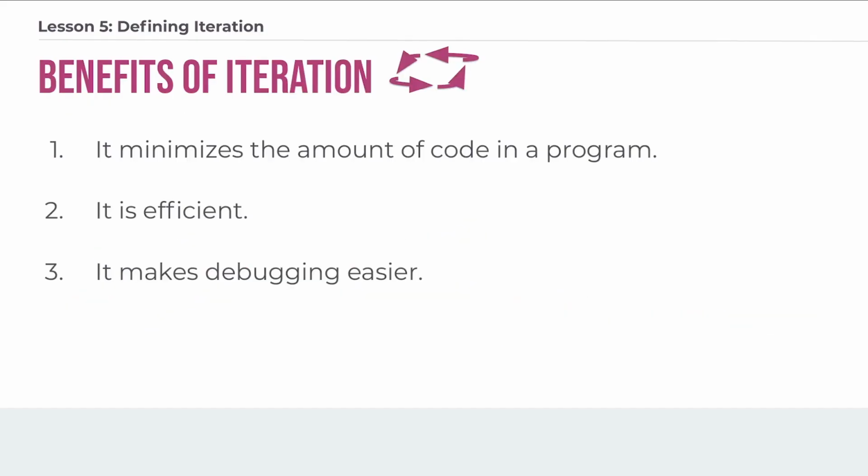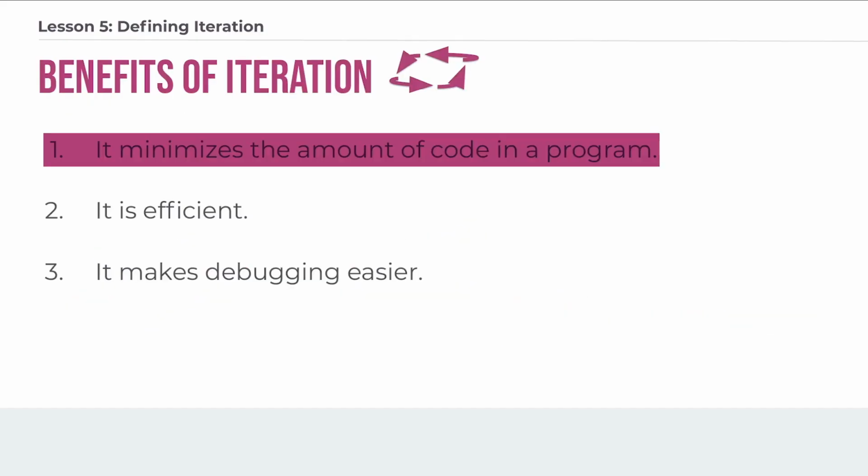Benefits of iteration. First of all, as you might already guess, using iteration, using loops in your code is going to minimize the amount of code in your program. So instead of having to repeat the same sequence of instructions and copy and paste them 4, 5, 6, however many times, you can actually just put them in a repeat loop, and you don't need to worry about having more than just those particular steps.